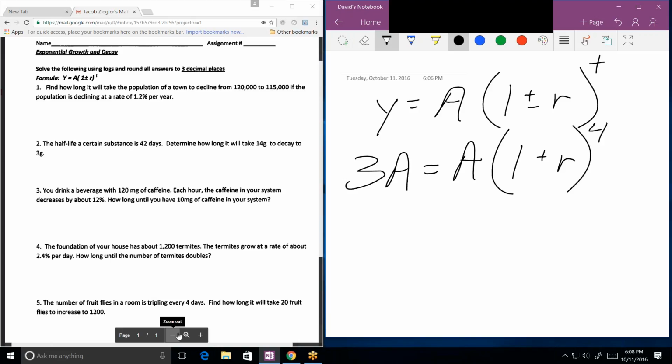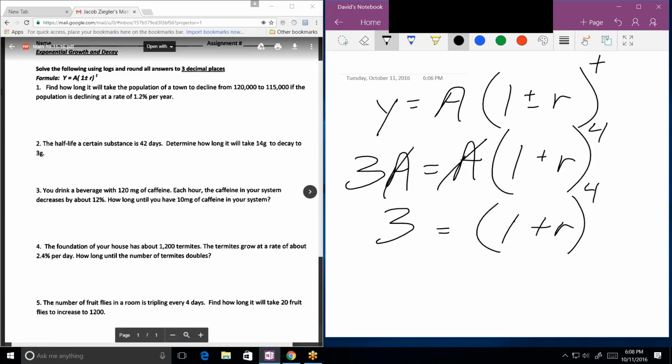Next step. Divide by A. Yeah, and that gets rid of it. And now we have an equation that's going to allow us to solve for R. Once we solve for R, we can go back to the original equation and we can answer how long it would take 20 to grow to 1,200.